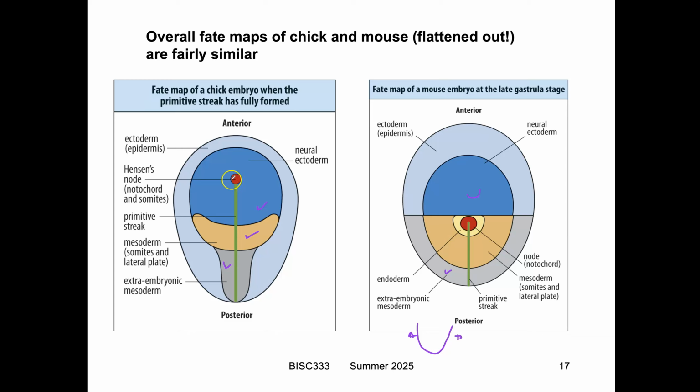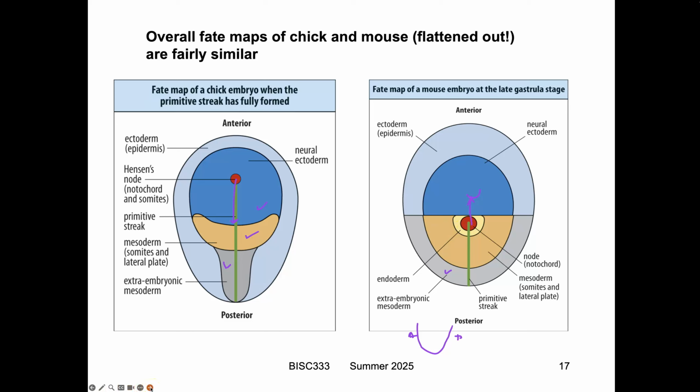They're not in exactly the same place because remember that in the mouse, cells move anteriorly through the node, and the node kind of stays in place, whereas the node forms in the chick towards the anterior, but then it moves back towards the posterior as development proceeds. So they're very similar structures, but the actual movement of cells and so on is a little bit different.